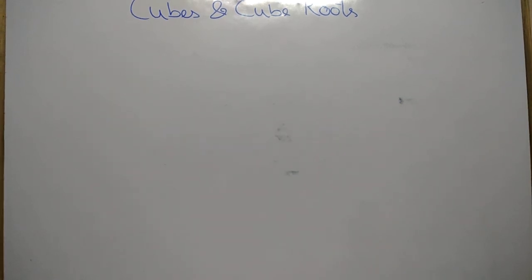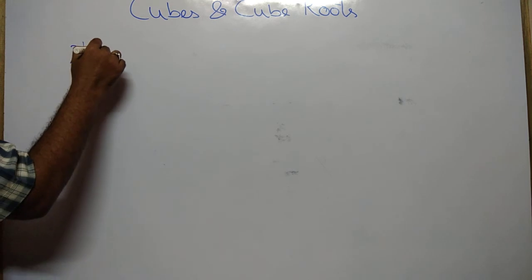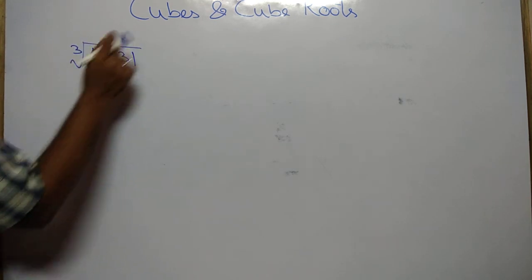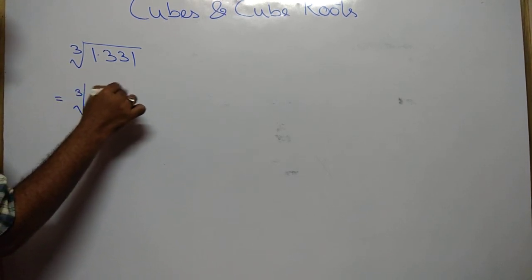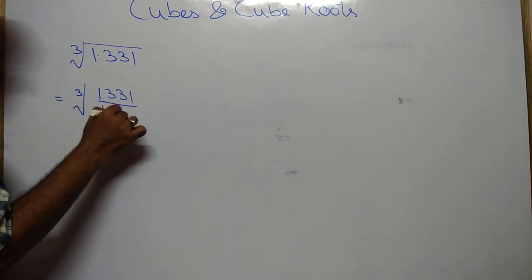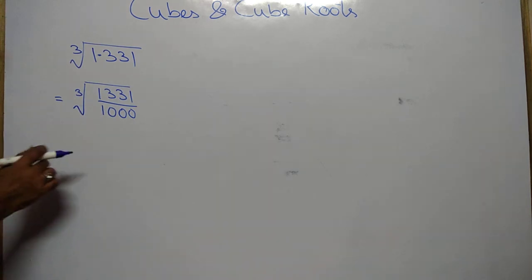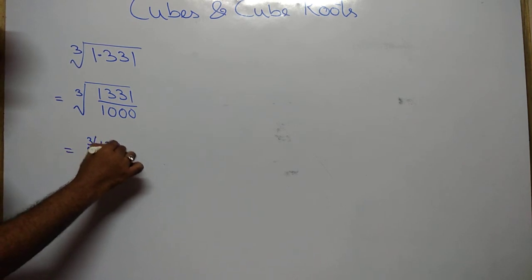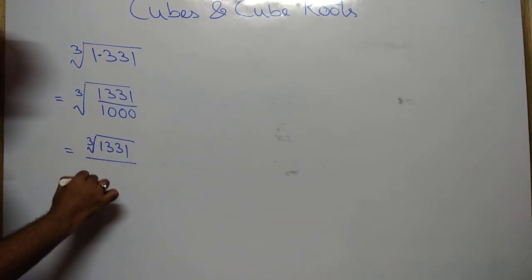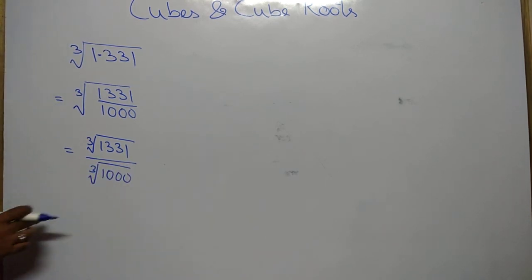Now the question says evaluate the given number. Here it is given, the cube root of 1.331. In this case we can write down the cube root of 1331 divided by 1000. We change this decimal number into a rational number. So here we can find out the cube root of 1331 by the cube root of 1000. This one is easier for us, it's 10.